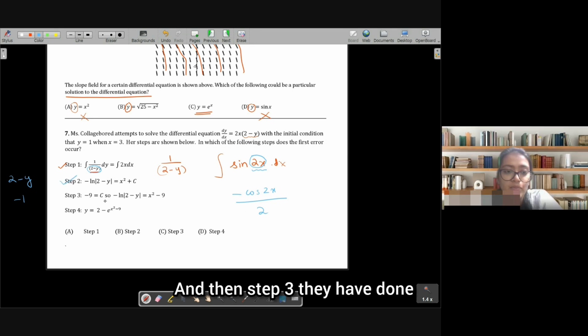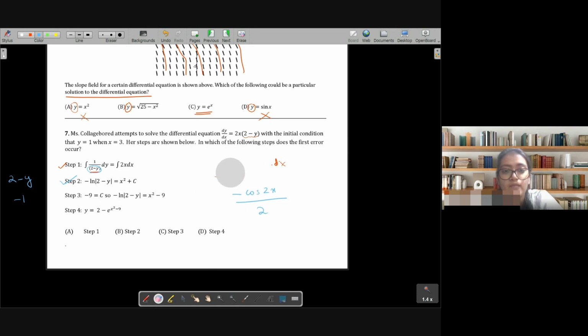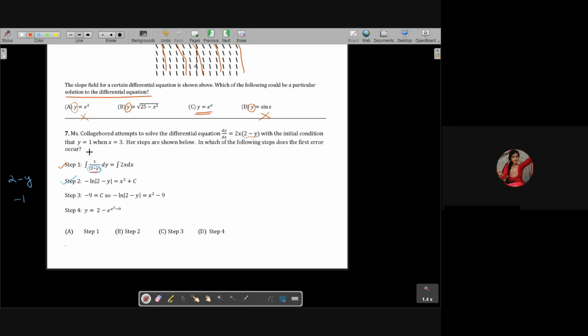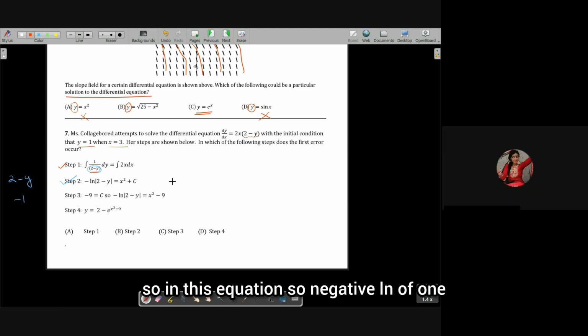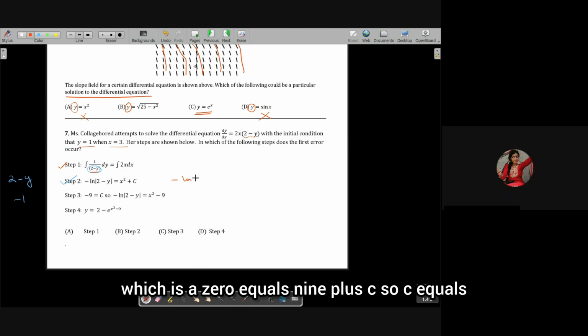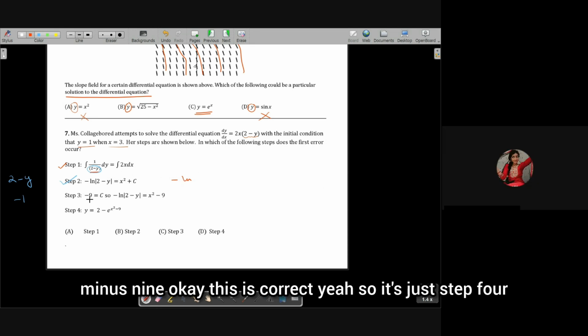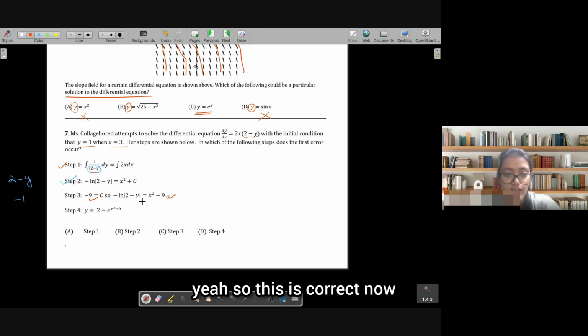And then in step 3, they have done minus 9 equals c. So you have to find the value of c. Here y equals 1 and x equals 3. So in this equation, negative ln of 1, which is 0, equals 9 plus c. So c equals minus 9. This is correct. So it's just at step 4.